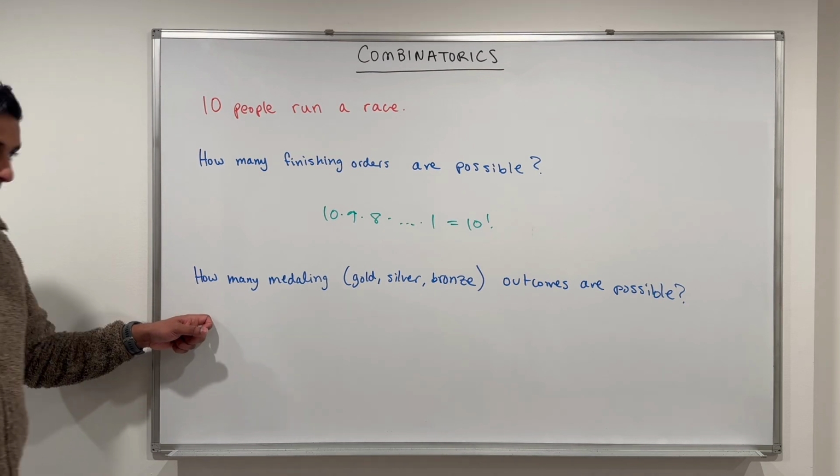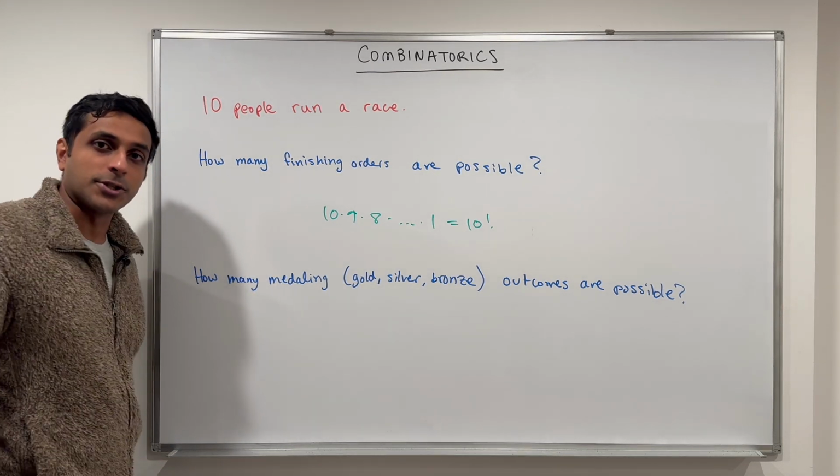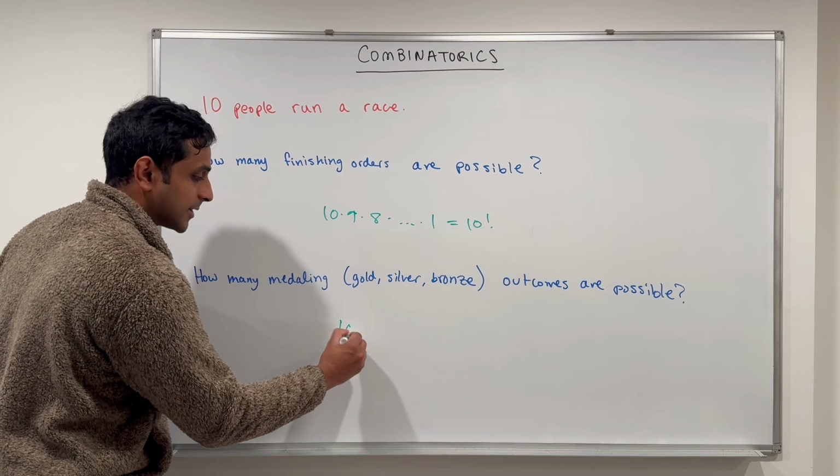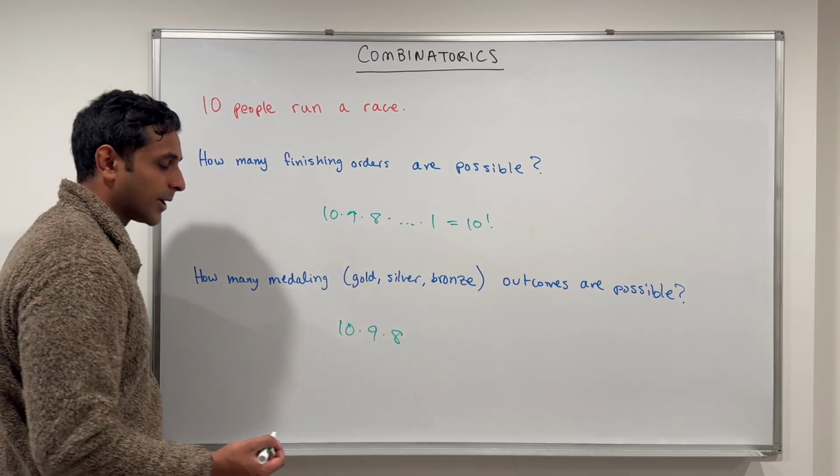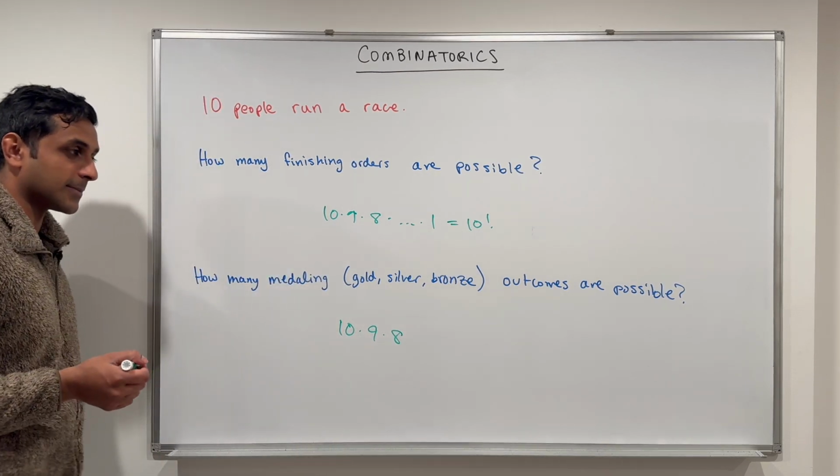For medaling outcomes, we only care about the first 3 positions then, right? So for gold, we have 10 choices for who that can be, and regardless of that, 9 choices for silver, and then 8 choices for bronze. So the answer is 10 times 9 times 8.